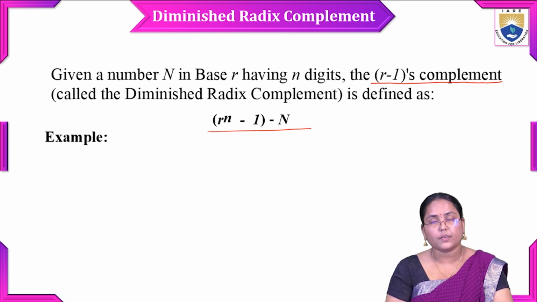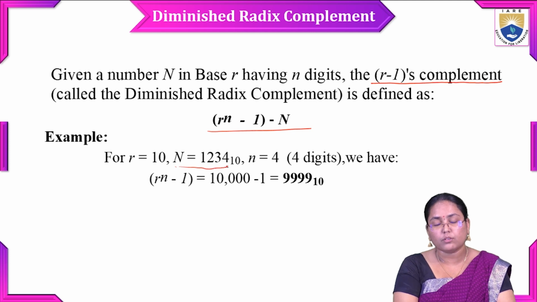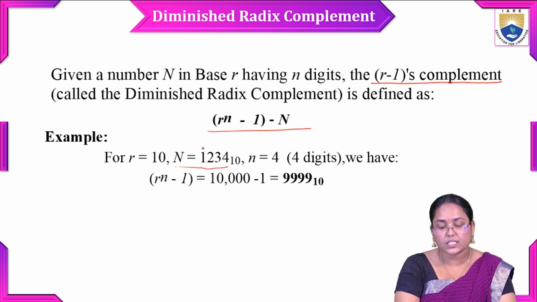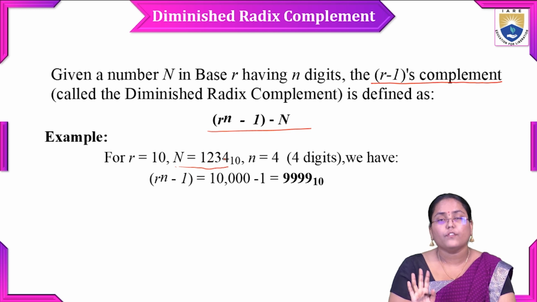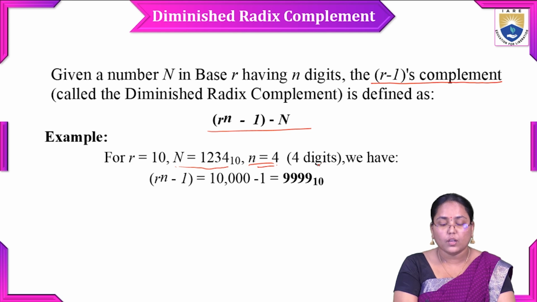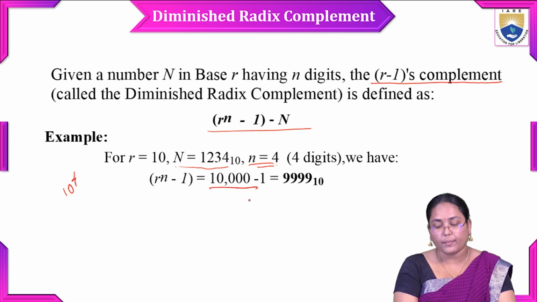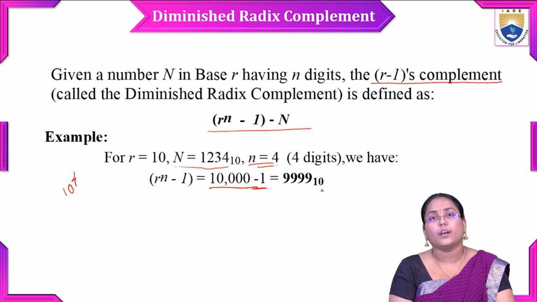Let us take an example where R equals 10. That is, the radix of the number is 10, in the sense it is a decimal number. Now the number is 1, 2, 3, 4 in decimal format. How many digits are there in this number? 1, 2, 3, 4. Four digits are there, so small n is equal to 4. Now substituting in the previous formula, R to the power n minus 1: R is 10, so 10 to the power of 4 is 10,000. Minus 1 is 9999, in base 10 because it is a decimal number.